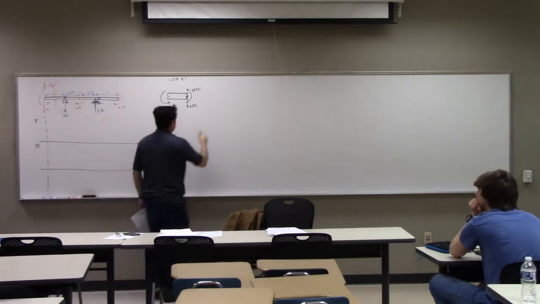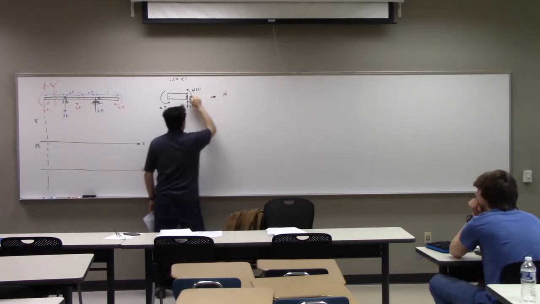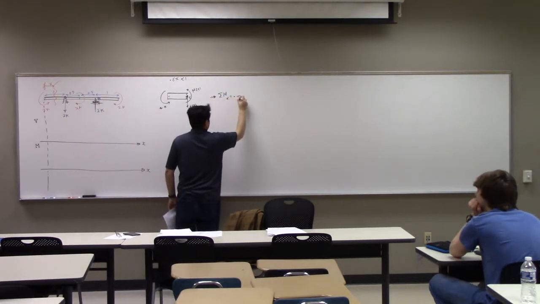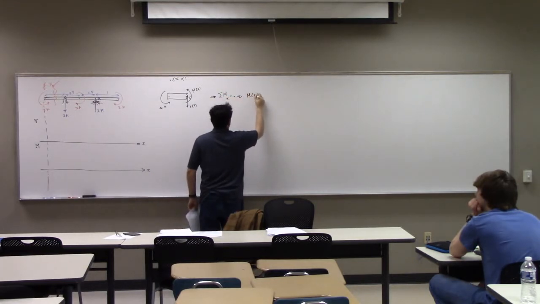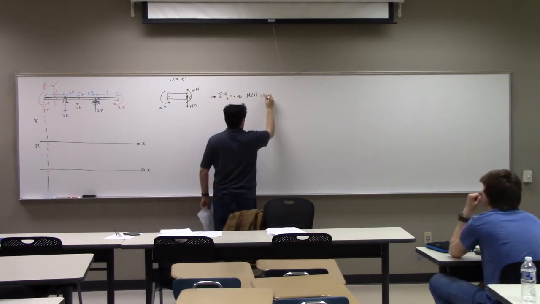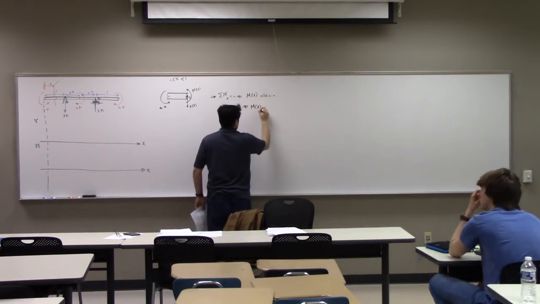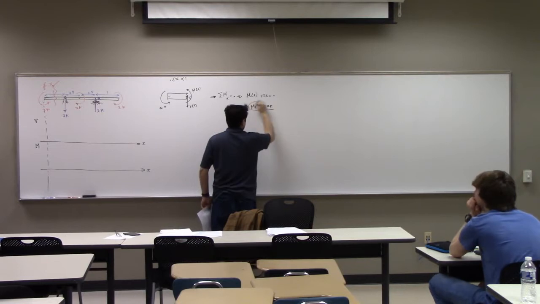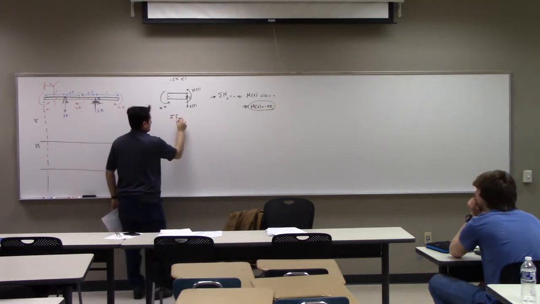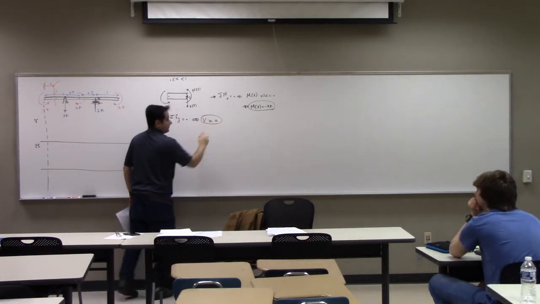We need to realize that the moment is negative. Why? Summation of moment about this point X is 0. That will give you MX positive, this is 0, plus 2K, is equal to 0. That will give you bending moment is equal to negative 2K. What about shear force? Summation of force in the y direction is 0. That gives you shear is equal to 0.